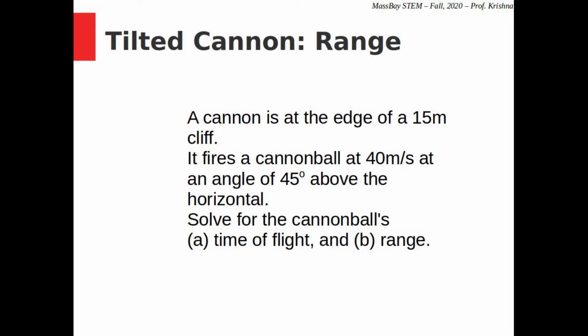Now, let's adapt the cannon puzzle from the last video. A cannon is at the edge of a 15-meter cliff. It fires a cannonball at 40 meters per second at an angle of 45 degrees above the horizontal. Solve for the cannonball's A, time of flight, and B, range. As we solve this, we'll see there's functionally no difference between this puzzle and the hot air balloon puzzle that we started this video with.